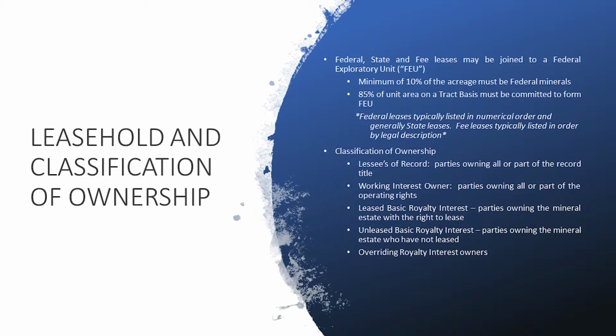Working interest owner is a common term. We're very used to that. Those are the parties owning the operating rights. So you can own operating rights and not record title in a federal lease, which means you have the actual right to develop the property, to drill, develop, and produce the property. So for those that haven't worked with them, there are two unique sets of ownership and they do differ. So be cautious of that. There's the lease basic royalty interest, which again is just the royalty owner. The unleased, same concept, and then there are overrides, which everybody's familiar with.